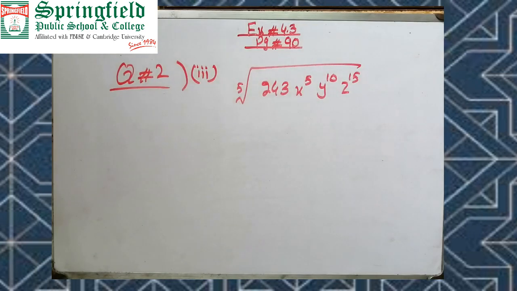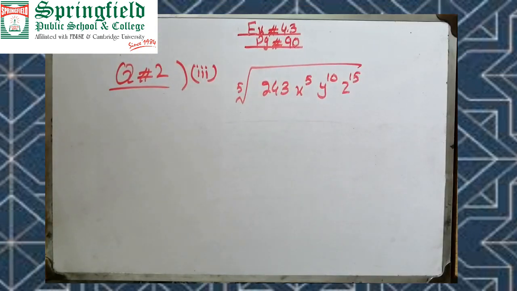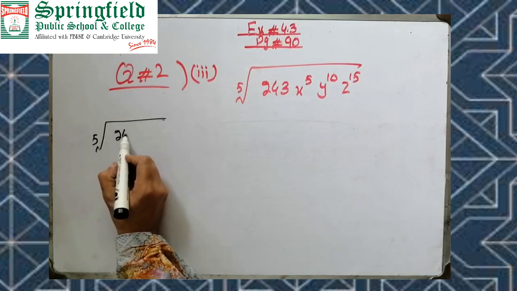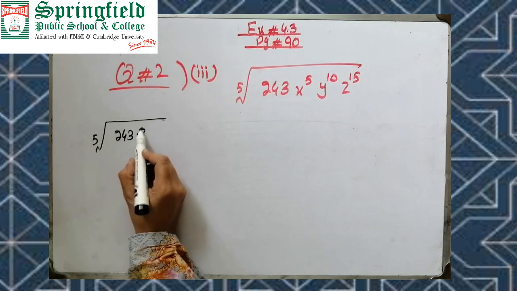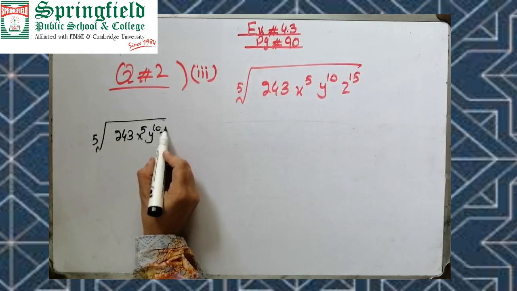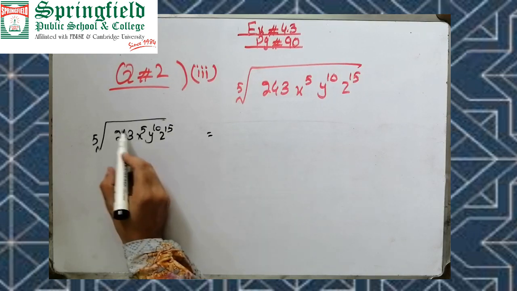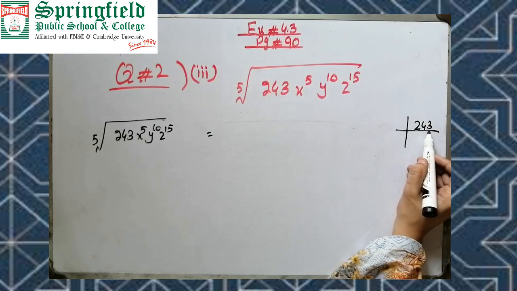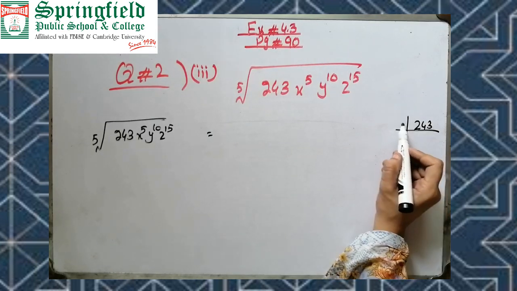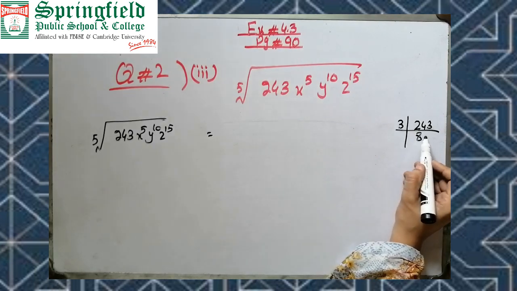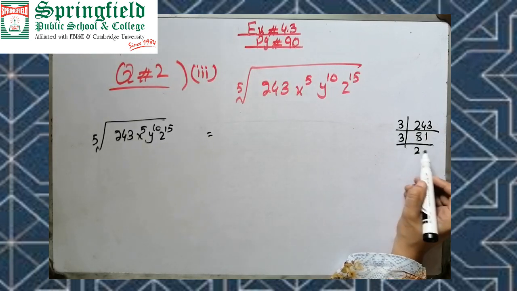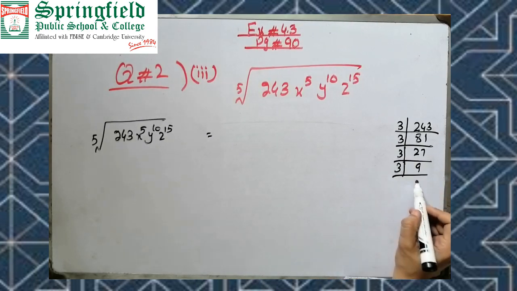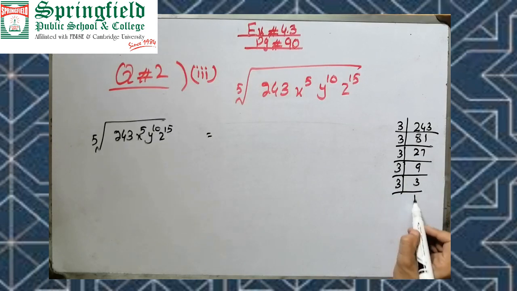Now how can we simplify this number? First we will find the factors of 243. Look at the last digit. The last digit is odd. So 3 8s are 24, 3 1s are 3, 3 2s are 6, 3 7s are 21, 3 9s are 27, 3 3s are 9, 3 1s are 3.